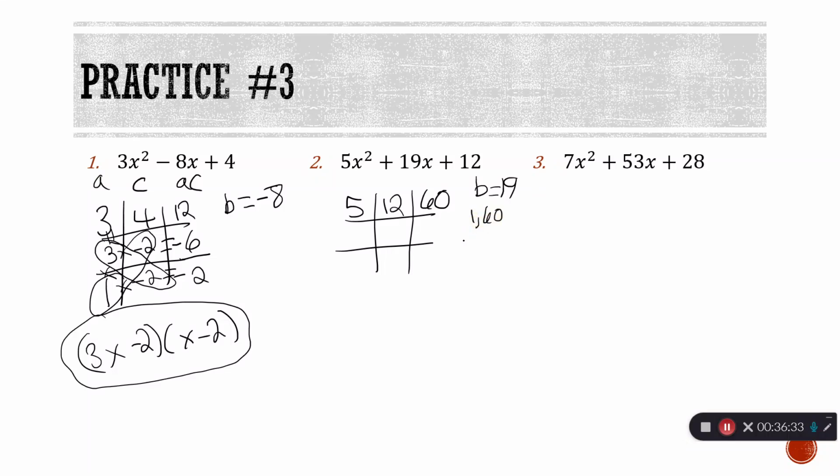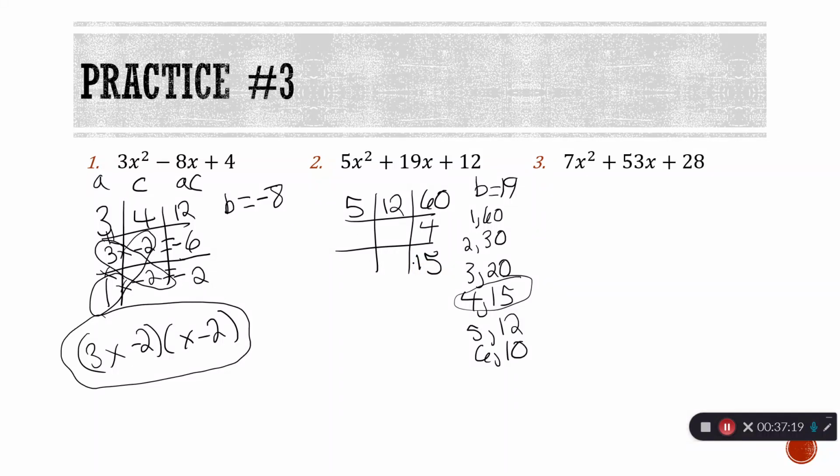We got 1 and 60, 2 and 30, 3 and 20, 4 and 15, 5 and 12, 6 and 10. And that's it. So we need something that adds up to 19. That's 61, that's 32, that's 23. Oh, that's 19 right there. So it's 4 and 15.